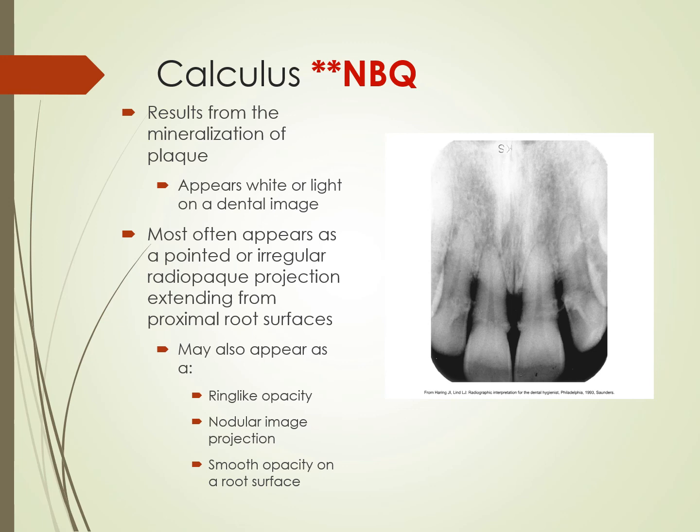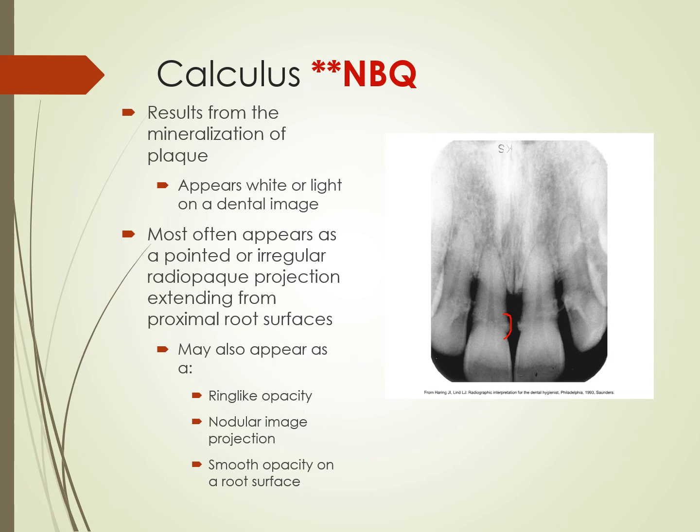Most often, on a radiograph, it will appear as a pointed or irregular radiopaque projection extending from proximal root surfaces. What I always like to tell people is that it's this little white thing hanging off the side of the tooth, like a little spicule or a little spur hanging off the side of the tooth. And that is what calculus looks like.